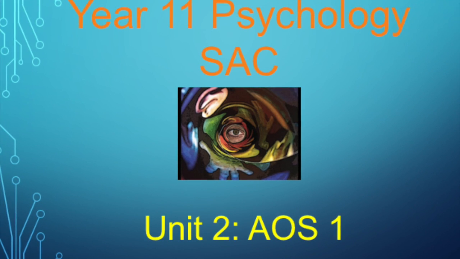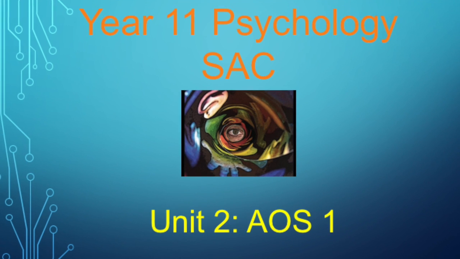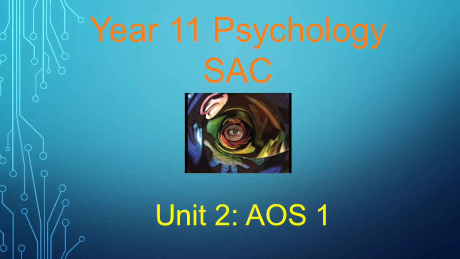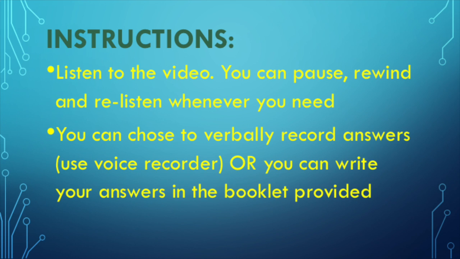You are about to sit the differentiated SAC for Year 11 Psychology, Unit 2, Area Study 1. Make sure for the next few slides that you're looking on with your instruction sheet so you'll know how the SAC is going to operate. In order to complete the SAC, you need to listen and watch the video. This means you can pause, rewind, and re-listen whenever you need.